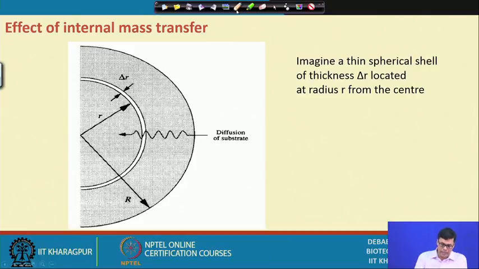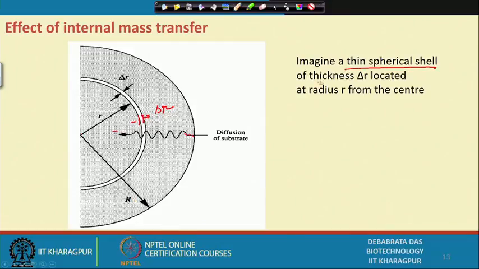Here we can see that this is the core of the solid matrix, and here the diffusion substrate is diffusing. Let us assume this is a fraction, del r. Then we can integrate from 0 to r. Imagine a thin spherical cell of thickness del r located at the radius r from the center. Okay, let us assume that.